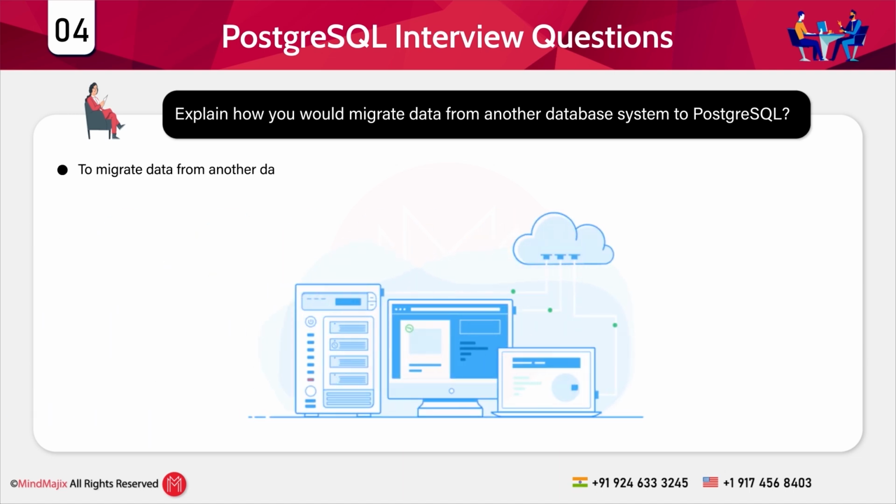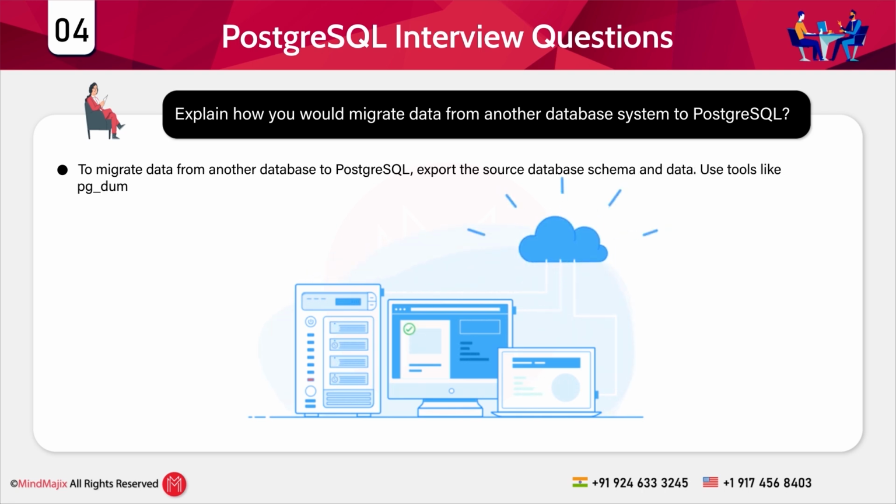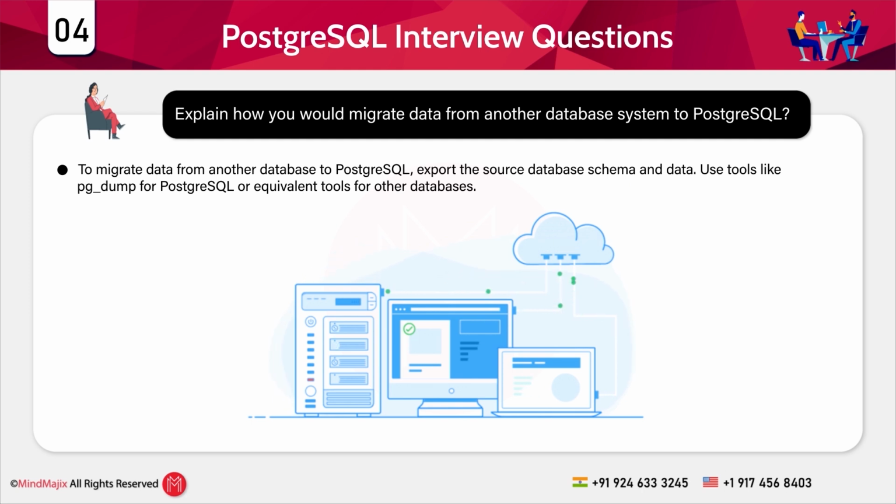To migrate data from one database to Postgres, the first and foremost thing you have to do is export the source database schema and the data. So schema and the data is very much important.